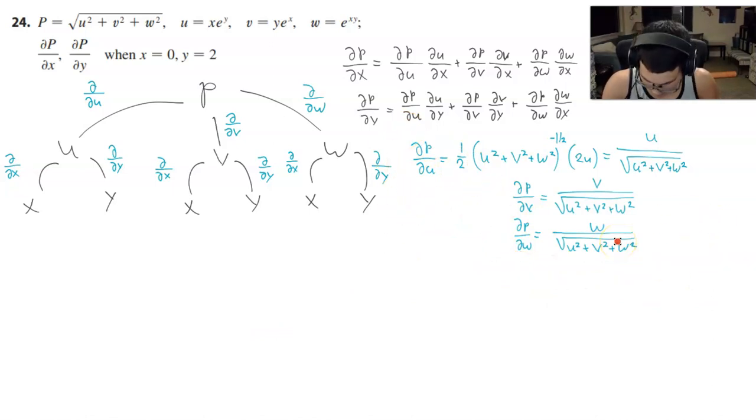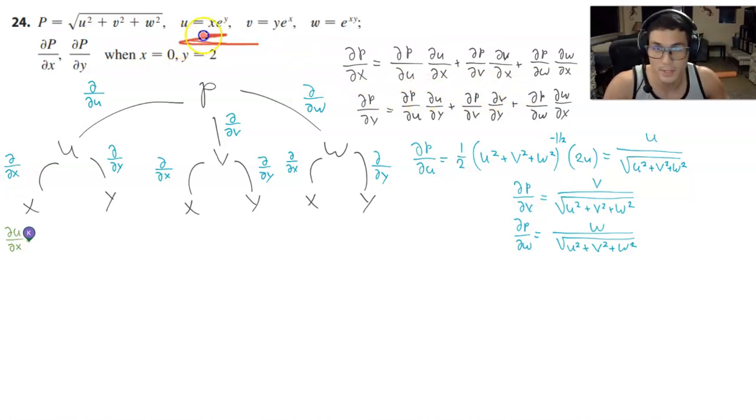Okay, so there's another common thing we need to find. What is that? We need to find du/dx, dv/dx, and dw/dx. This is the more individual part. I'll do this in green for all of this. So du/dx: we take u with respect to x. What is that? It's just going to be e to the y.